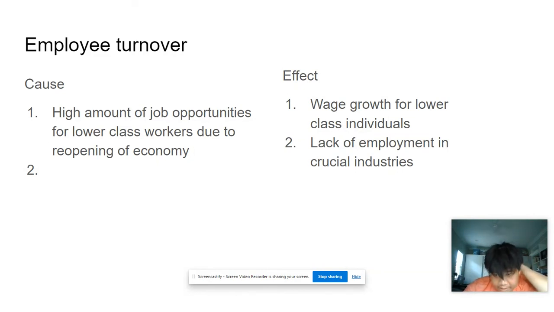And because of the high demand for employees, people haven't been able to replace these employees, which is leading to a lot of inflation for a lot of the manufactured goods that we produce here in the US anyways.